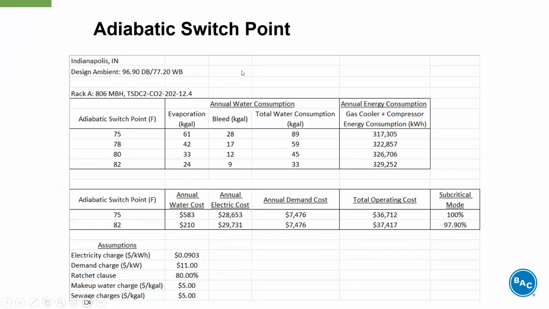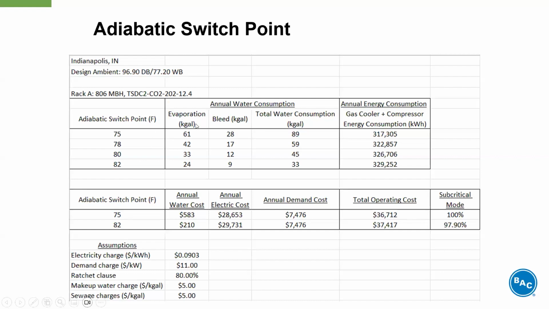Next, I wanted to talk a little bit about your design switch point when it comes to adiabatic. So here we have an example in Indianapolis area. Here's my design conditions. We've got a rack around 800 MBH, and it's using a 4-fan CO2 condenser. The outlet temperature is 85, so it is designed for subcritical operation. So here we vary the switch point from 75 to 78, 80, and 82. So this is the ambient temperature at which the unit is going to activate the water and go into adiabatic mode.